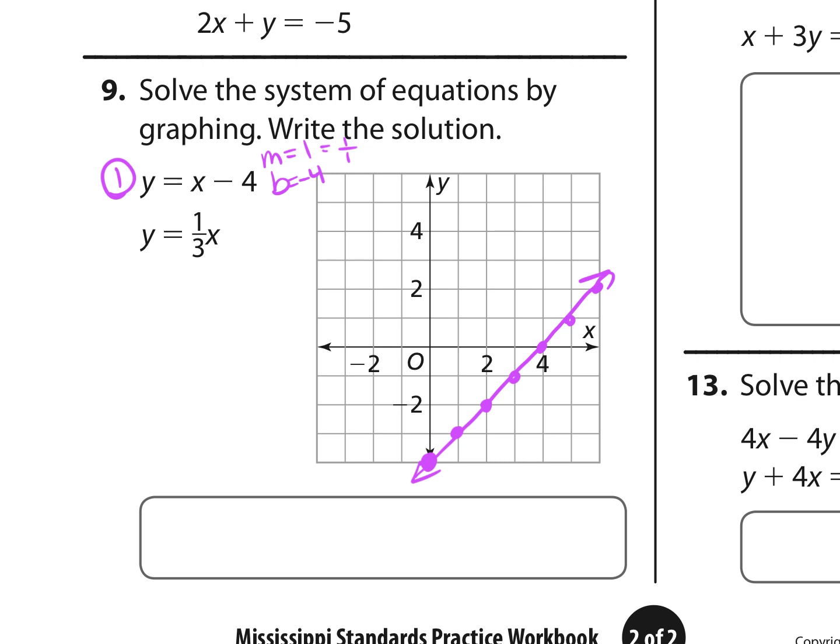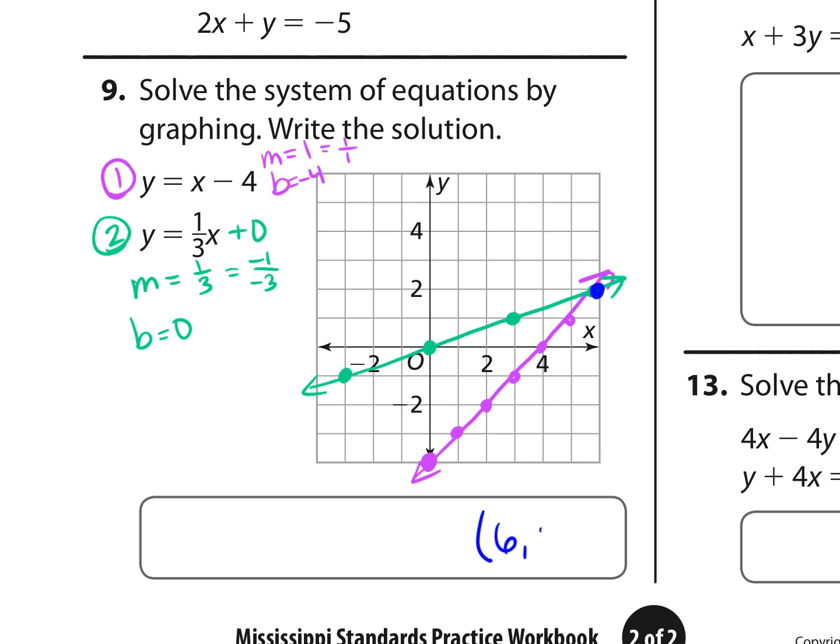For our other equation, number 2, the slope is 1/3. B, if we don't see what's added to it, it must be 0. So we're going to begin at 0, and then go up 1, right 3, up 1, right 3 through the coordinate plane. The other direction is negative 1 over negative 3, so we go down 1, left 3, and draw a line through the points. The two lines cross here at 6, 2, and that's the solution to the system.